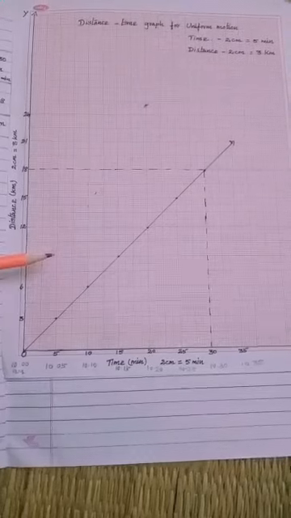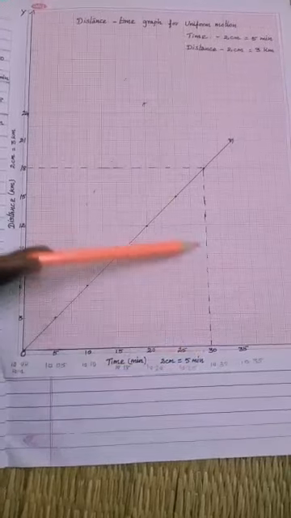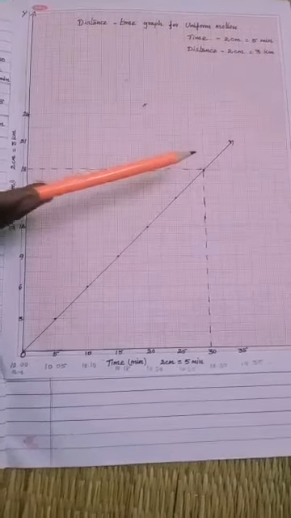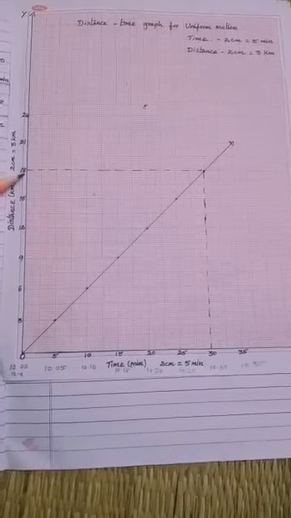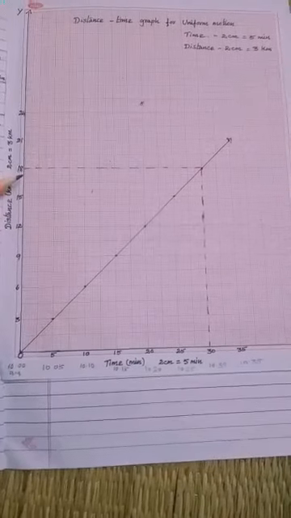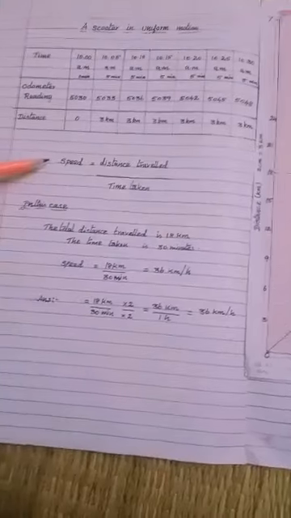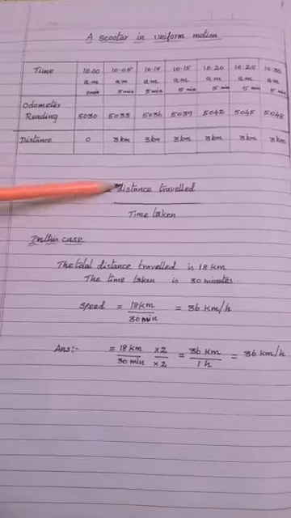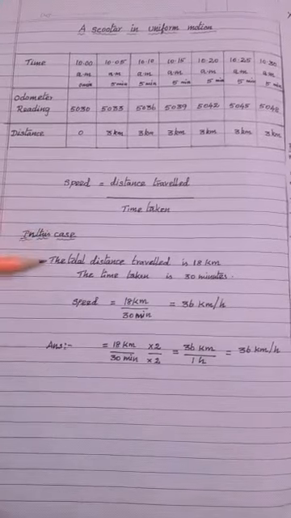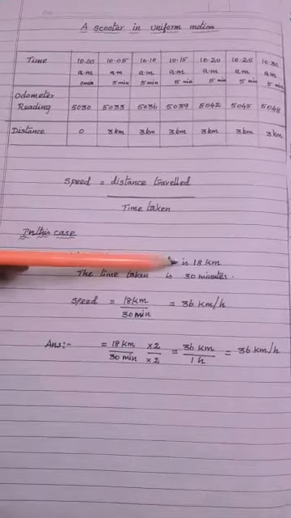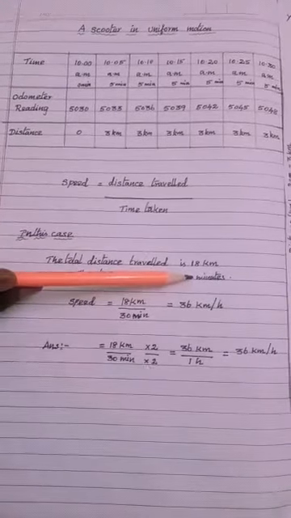What will the distance covered be at 30 minutes? Here, yes, the distance is 18 kilometers. Can you calculate the speed? Yes. The formula of the speed is equal to distance travelled by time taken. In this case, the total distance travelled is 18 kilometers. The time taken is 30 minutes.